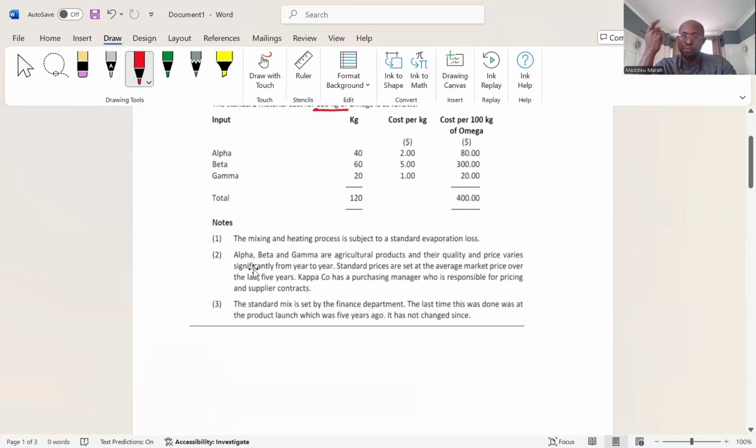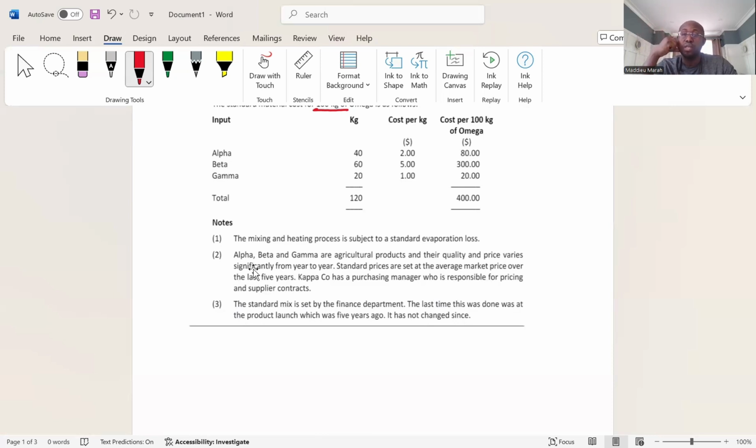We move to the notes. The mixing and heating process is subject to a standard evaporation loss. Alpha, beta, and gamma are agricultural products, and their quality and price vary significantly from year to year. Standard prices are set at the average market price over the last 5 years. This is a problem. Standard has been set over the last 5 years.